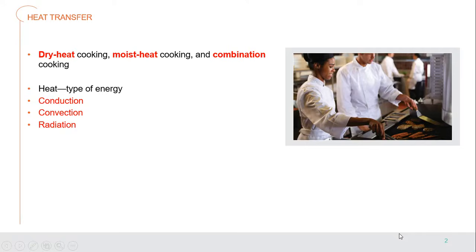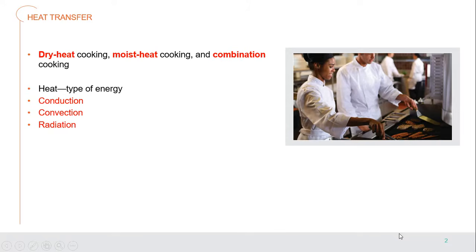So yes, let's look at heat transfer. So we use two different major methods of cooking, and then a third which we use in a few instances. But for the most part, most of the time when we're cooking, we are either cooking with a dry heat cooking method or a moist heat cooking method. Sometimes we'll use combination cooking as well, and we're going to go into that, but that will be a combination of dry and moist. We'll go into that a little bit later on.